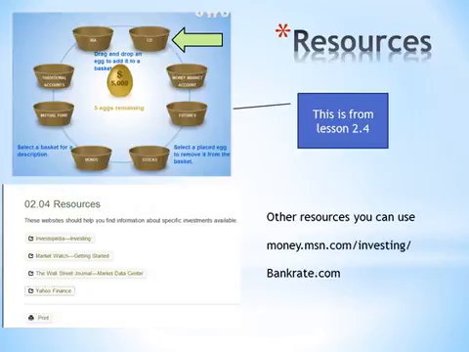I also have a couple other resources here to help you. One is money.msn.com with investing. And what you're going to do there, it'll allow you to look up different stocks and bonds too. And also bankrate.com. That's another good place to look up more traditional investments like CDs, traditional accounts, and some money market accounts. So use all these resources to help gather your data, and we'll talk about what you need to do next.